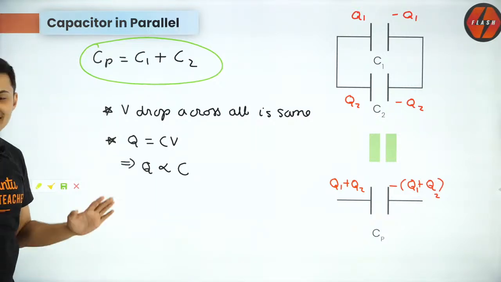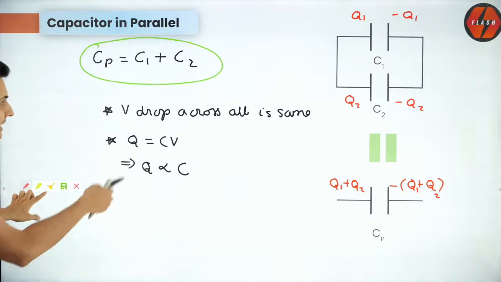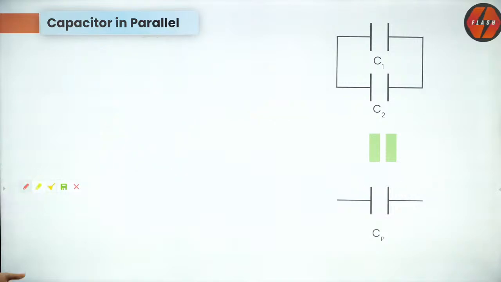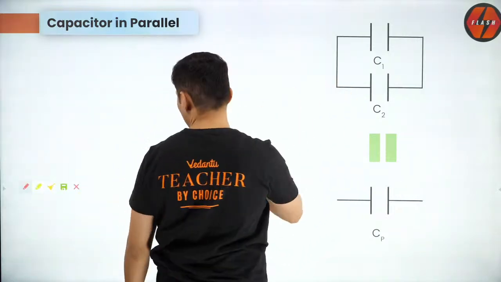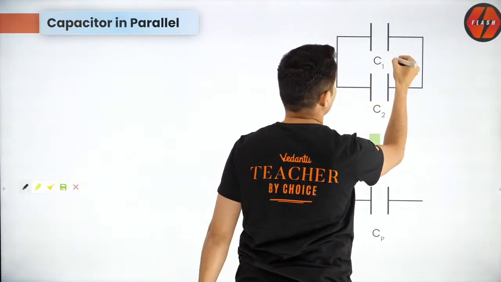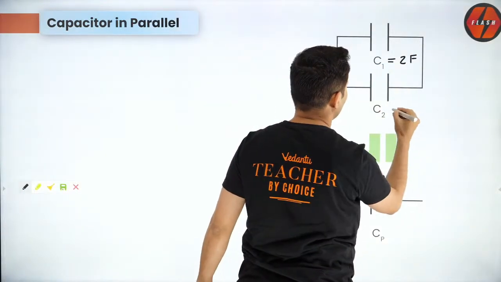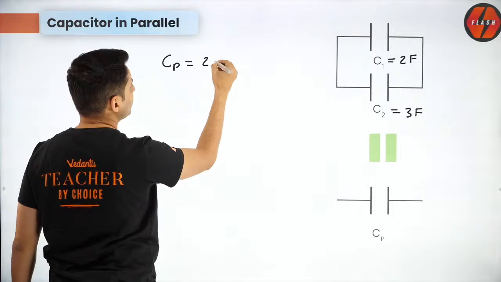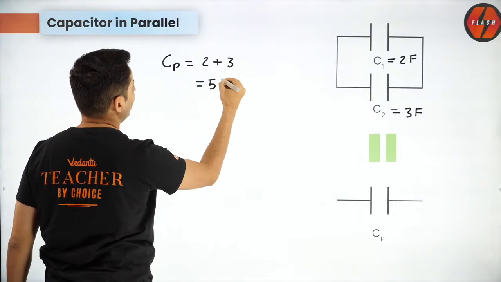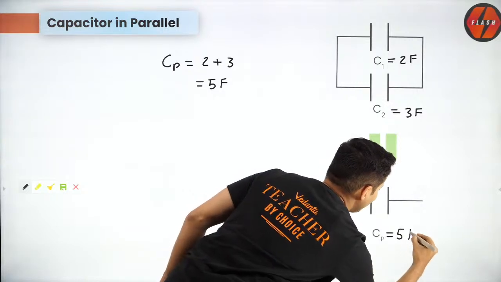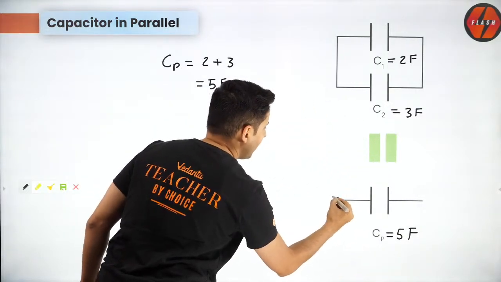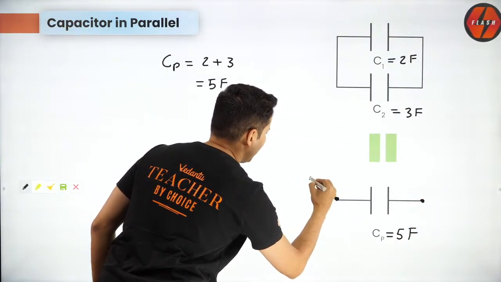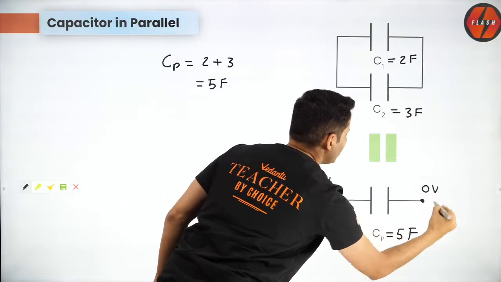Okay, fine. So now let's take some special values and see how this works out, if you have made some notes. Imagine this capacitance over here was, let's say, 2 farad, and this was 3 farad. Now the equivalent capacitance will be just 2 plus 3, which is nothing but 5 farad. Now let's say I apply a voltage of 10 volts.